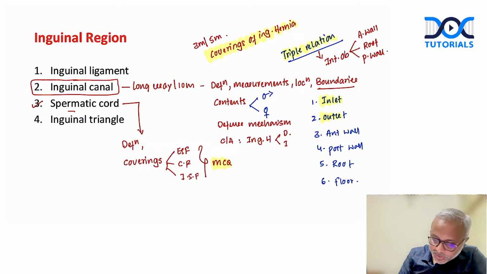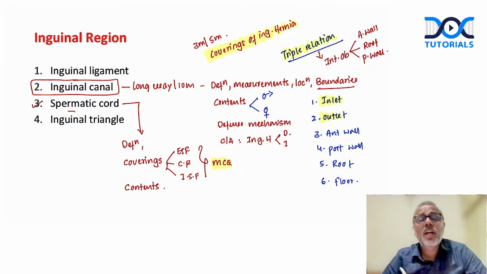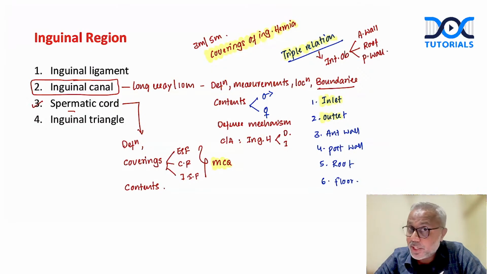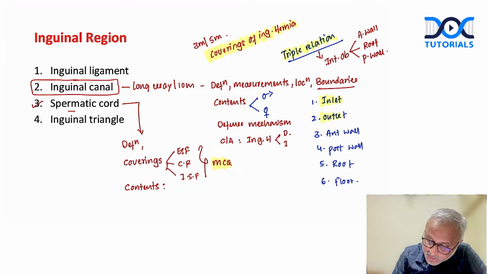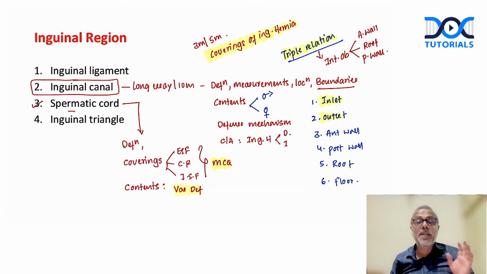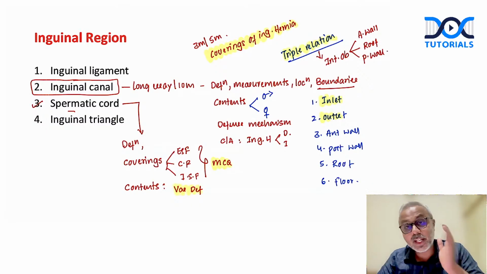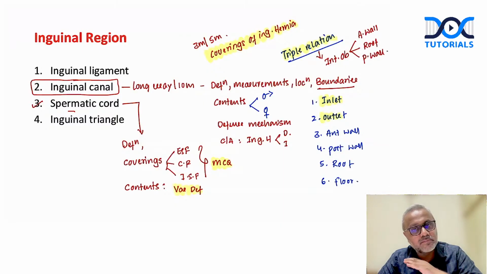Then once we describe the coverings, we need to talk about the contents. What are the structures that actually form the spermatic cord? Of course, the most important structure that you should never forget and never miss is the vas deferens, right? Without this, your answer is incomplete. You mention everything else and you don't mention the vas deferens, again, it's an incomplete answer.